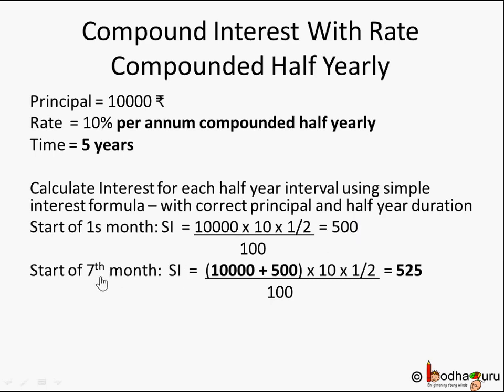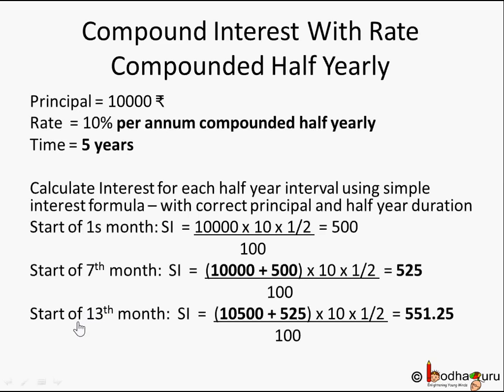At the 7th month, you are going to add the principal, which was 10,000 rupees, with the interest for the first 6 months, which was 500. So 10,000 plus 500 becomes the principal for the 7th month. Same thing, you do 10 into 1 by 2. Why 1 by 2? Because you are calculating simple interest for every 6 months, half year, into 100. This becomes 10,500 into 5 by 100, which comes out to be 525.